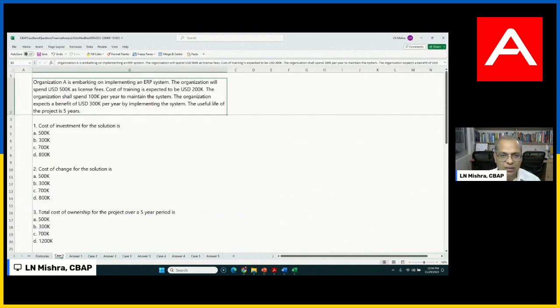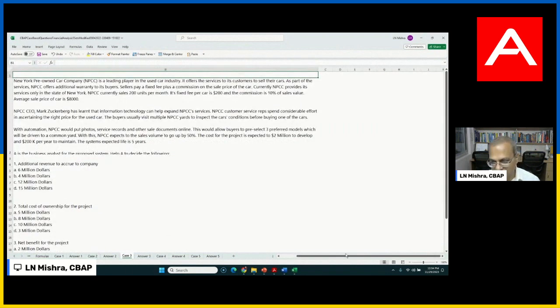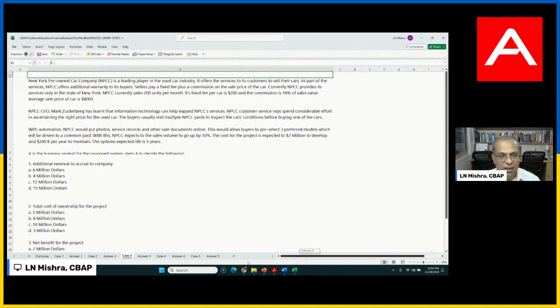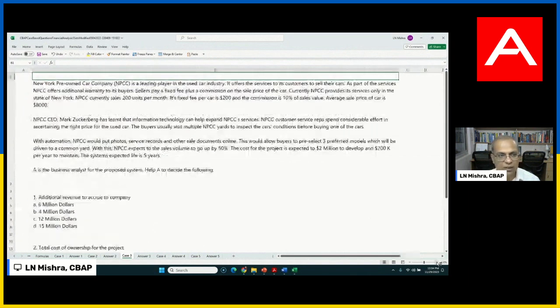So let's take a look at the case, maybe case 3. This is a good case to take, and we will try to solve this case. Okay, so I'm going to read out the question for you, or you can take a screenshot of this as well, just to keep it in front of you.